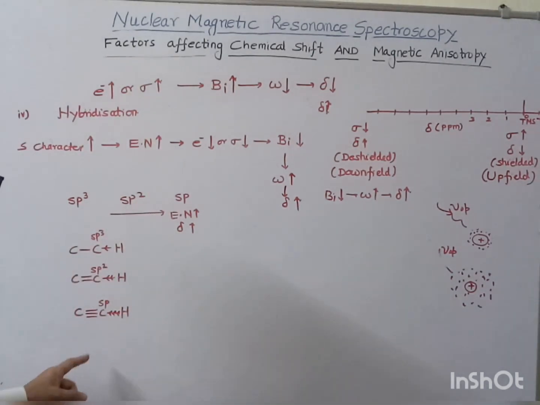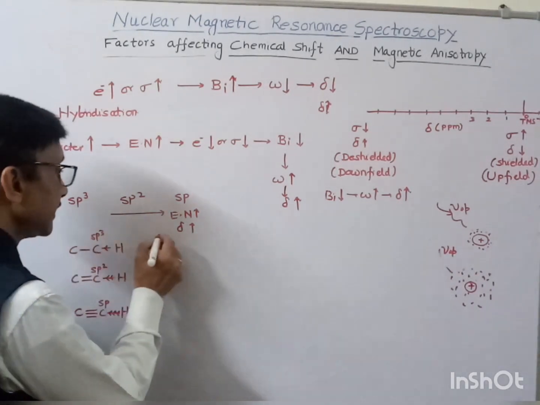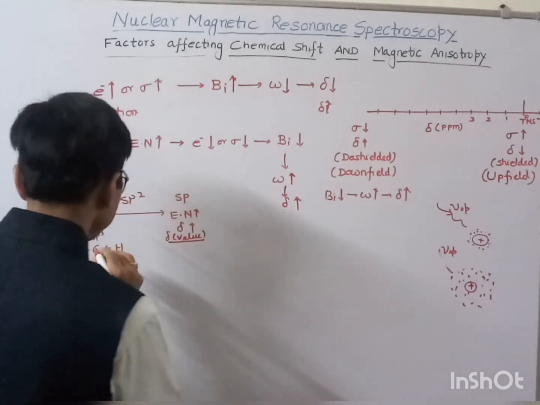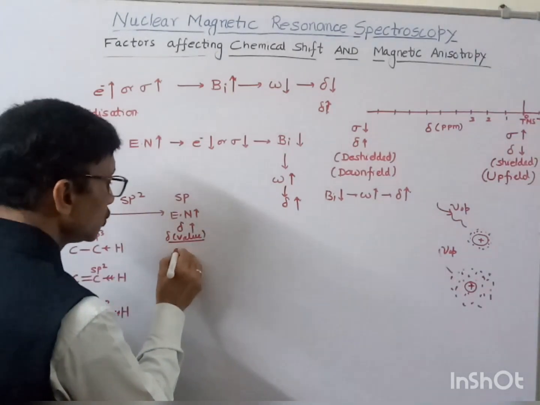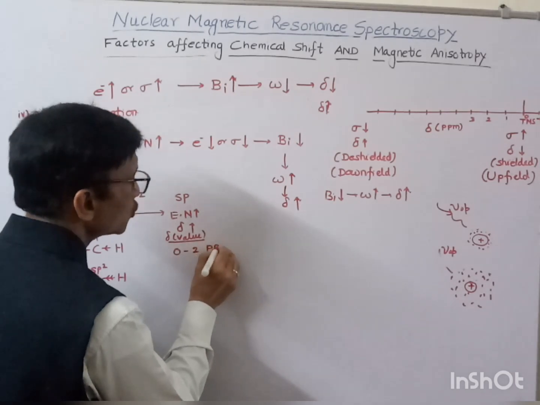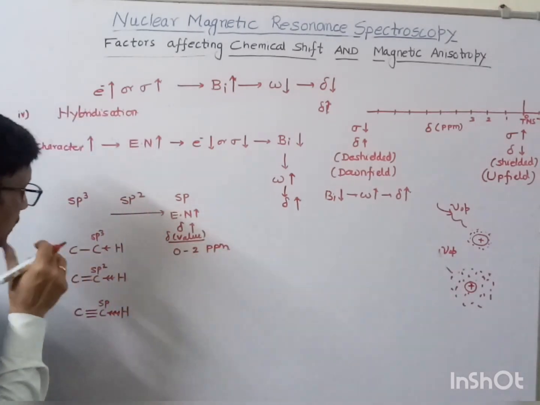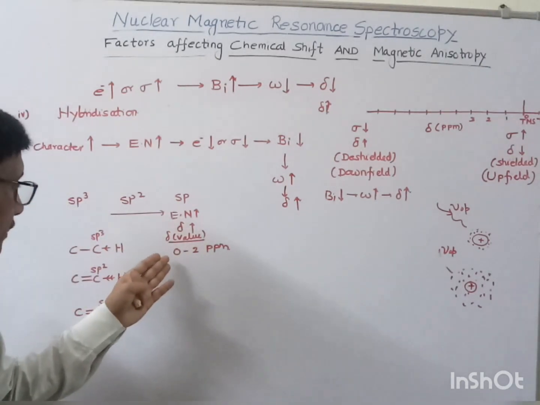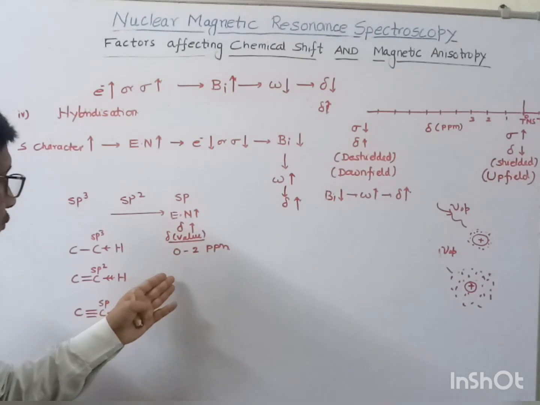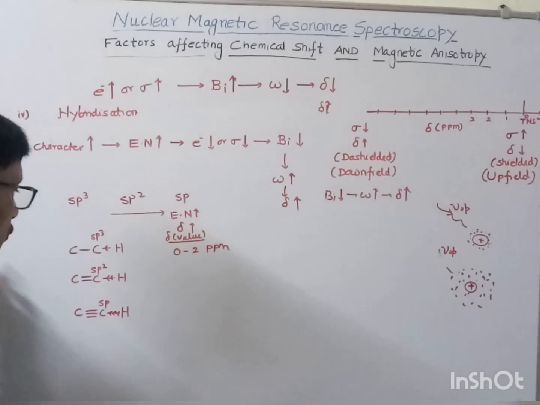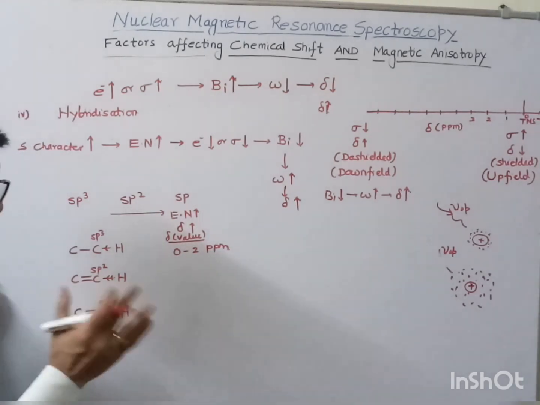So for this one, the delta value is around 0 to 2 ppm. Now for sp2 hybridized, what should be the trend? The trend should be that this has the lowest delta value, this has the highest delta value, and this has the more one. But here the trend is a little different.